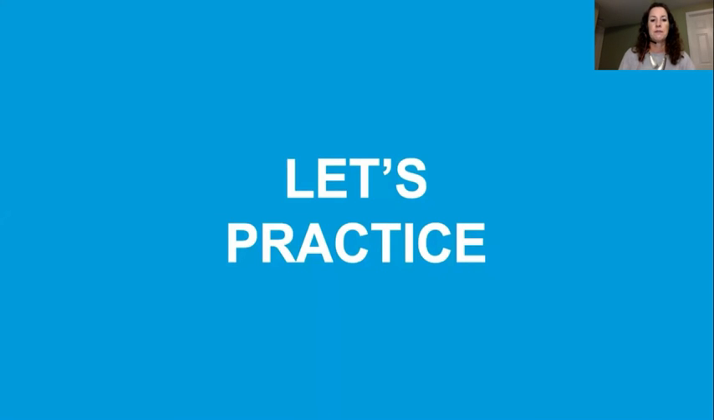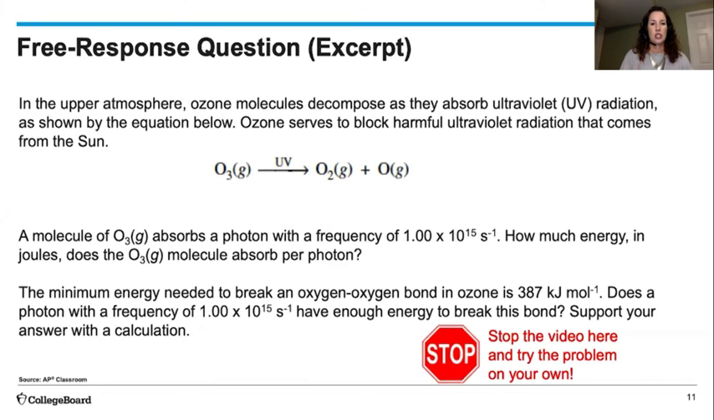Let's practice. Here we have a free response excerpt. In the upper atmosphere, ozone molecules decompose as they absorb UV radiation, as shown by the equation below. Ozone serves to block harmful ultraviolet radiation that comes from the sun. And we are given a balanced equation where O3, in the presence of ultraviolet radiation, yields O2, oxygen gas, plus atomic oxygen. A molecule of ozone absorbs a photon with a frequency of 1 times 10 to the 15th hertz. How much energy in joules does the ozone molecule absorb per photon?